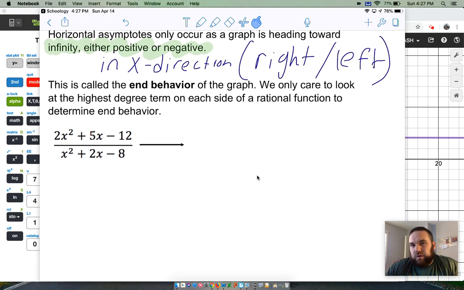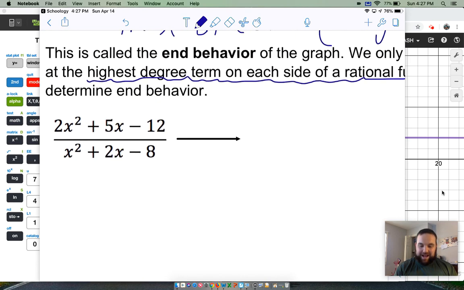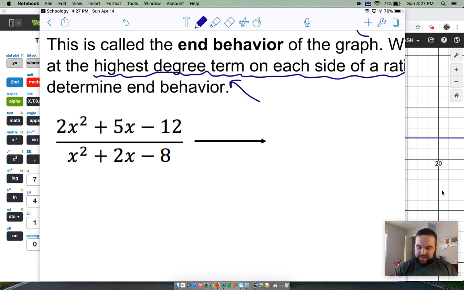Your horizontal asymptotes are also called the end behavior of the graph. End behavior basically just means what line your graph is approaching. So where is it getting close to? Which is just another way of saying horizontal asymptote. The quickest way to find the end behavior or the horizontal asymptote is that I am only going to look at the highest degree term on each side of the function. Highest degree term basically means highest power.